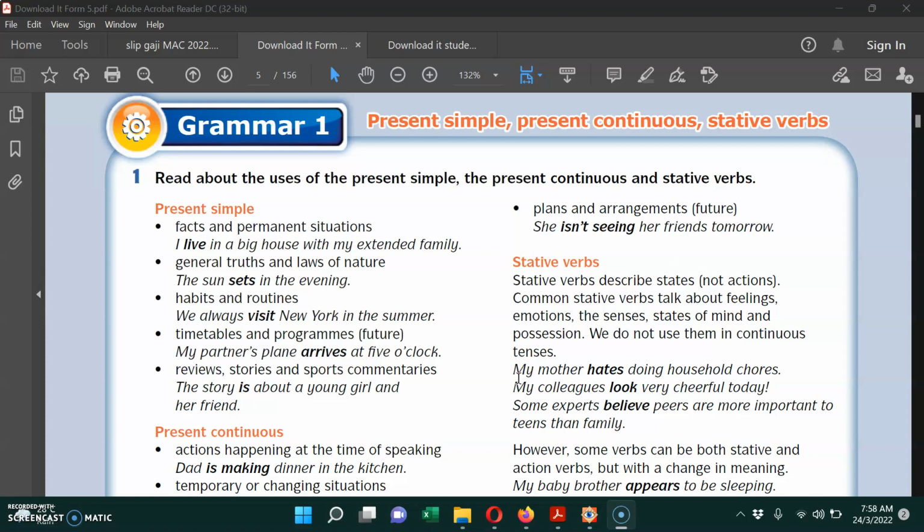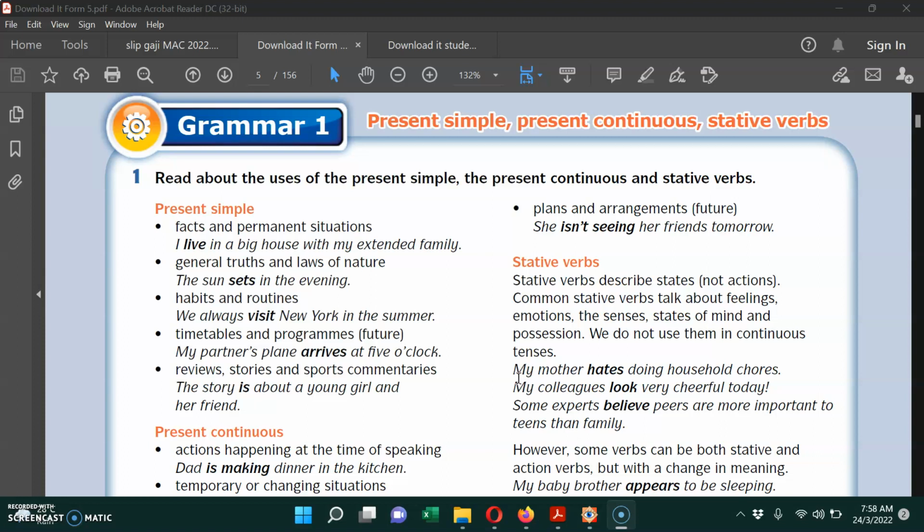Okay, number 3, habits and routines. Tabiat dan rutin, benda yang dibuat hari-hari. We always visit New York in the summer. Kami selalu melawat New York pada musim panas. Next one, timetables and programs in the future. Jadual waktu dan program, plan pada masa akan datang yang pasti akan berlaku. Contoh ayat, my partner's plane arrives at 5 o'clock, meaning kapal terbang rakan saya sampai pada jam 5 petang nanti.